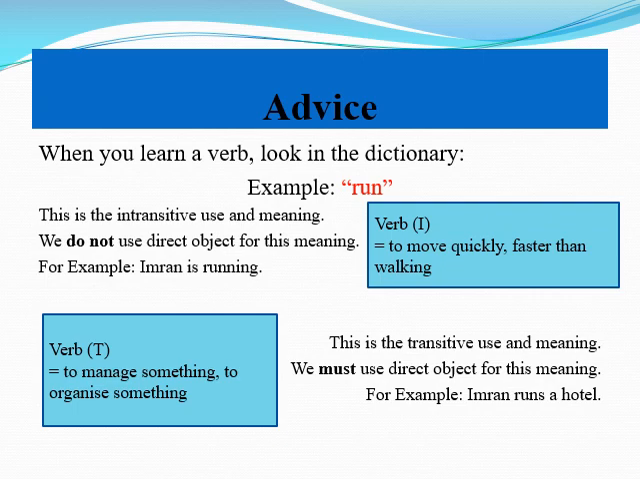With this information, we know a sentence has this form: Imran is running. The second definition is to manage something, to organize something. The dictionary tells us with the letter T that this is a transitive use and meaning. So we must use a direct object for this meaning. For example, Imran runs a hotel. I hope you understand this point because a single verb has different shades of meaning.